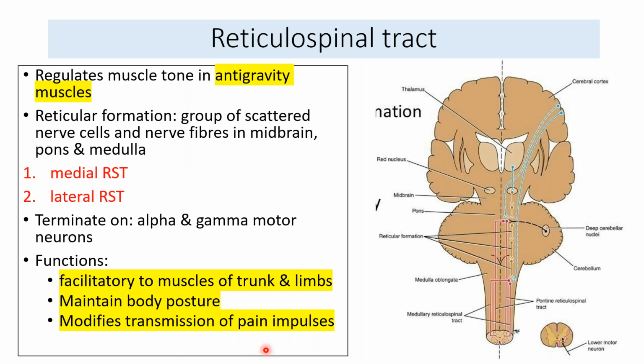Reticulospinal tract is basically regulating the muscle tone of anti-gravity muscle. They are medial and the lateral reticulospinal tract. They are facilitatory to muscles of trunk and limbs, maintain body posture, and modify the transmission of pain impulses as well.